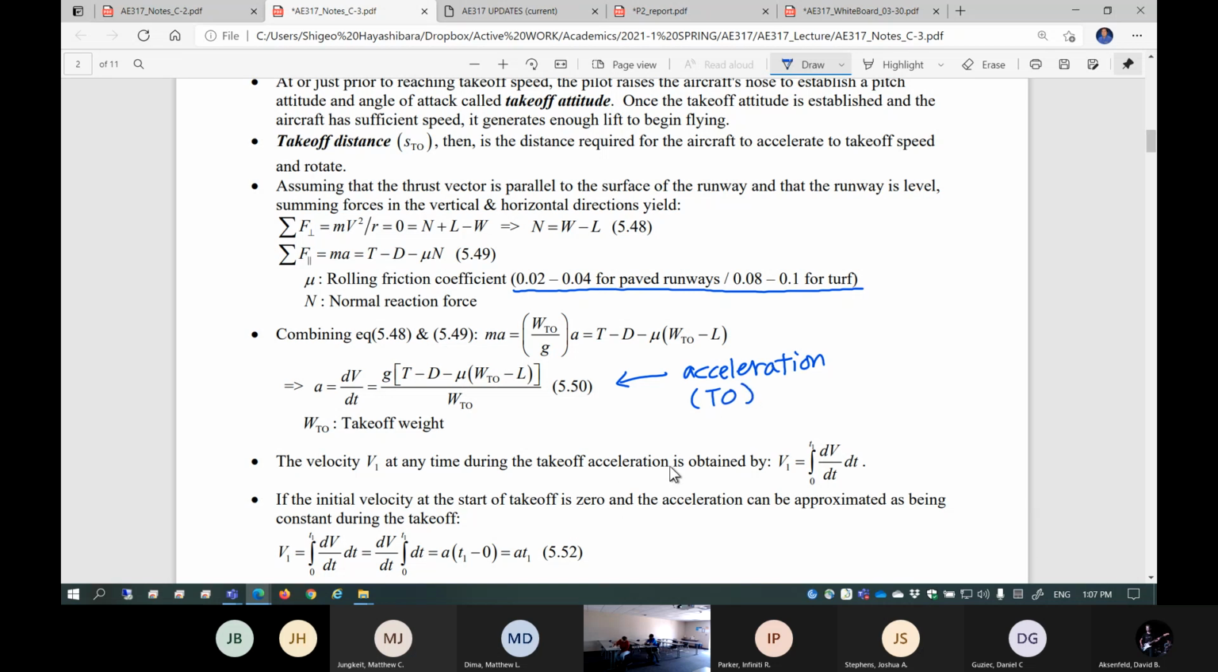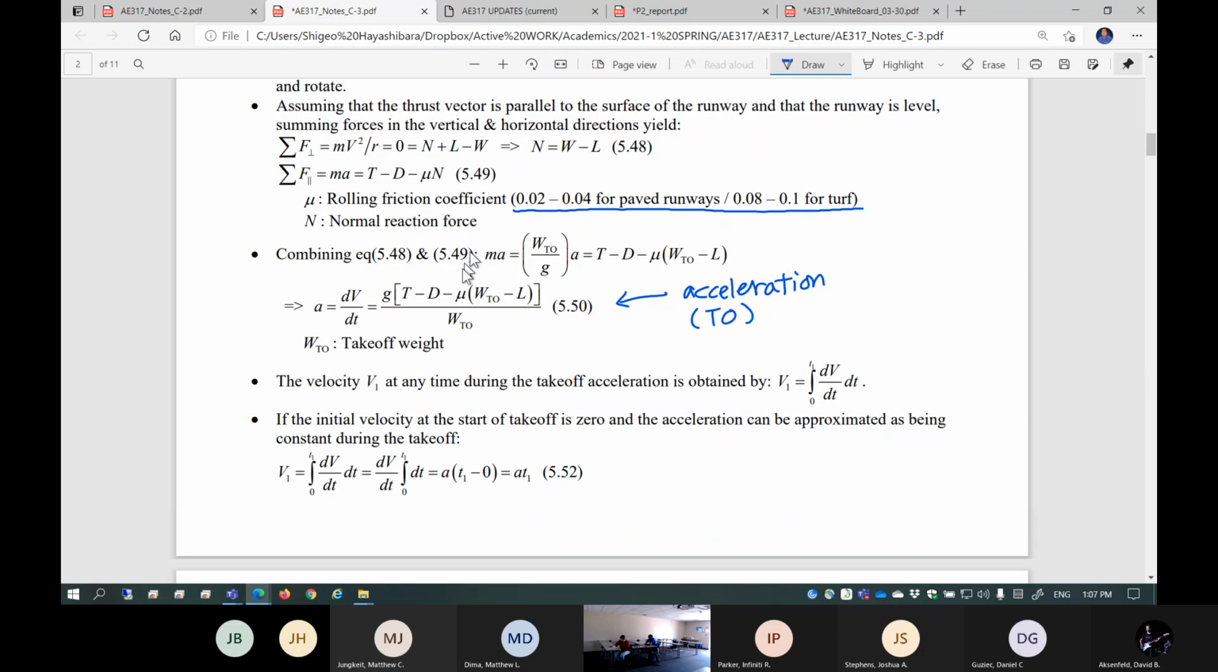Takeoff acceleration. Takeoff acceleration is a function of, of course, gravitational acceleration. This is thrust and drag. This is loading friction coefficient. This is takeoff weight. Now we are going to assume that this acceleration is constant throughout the acceleration process.